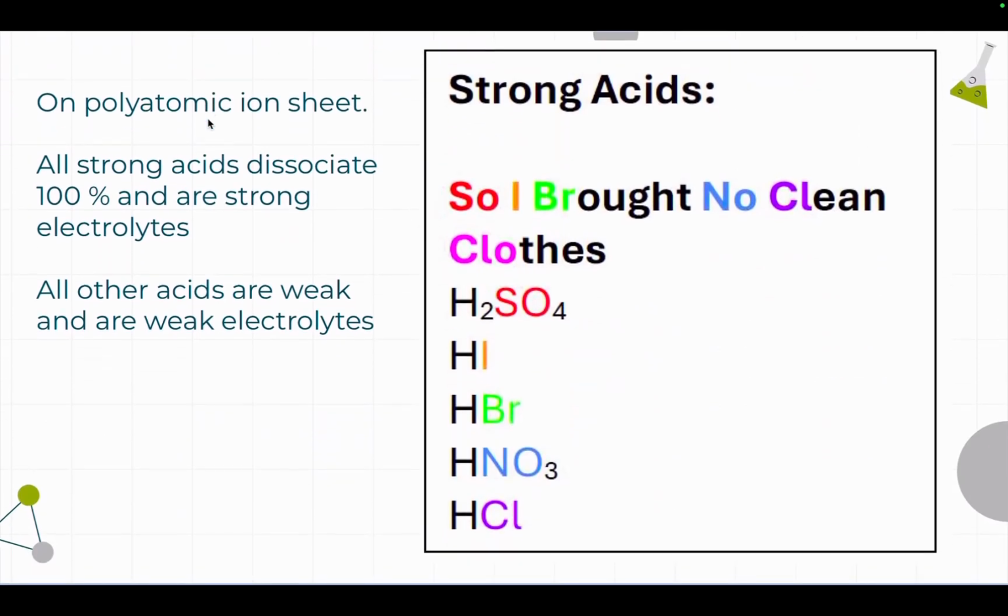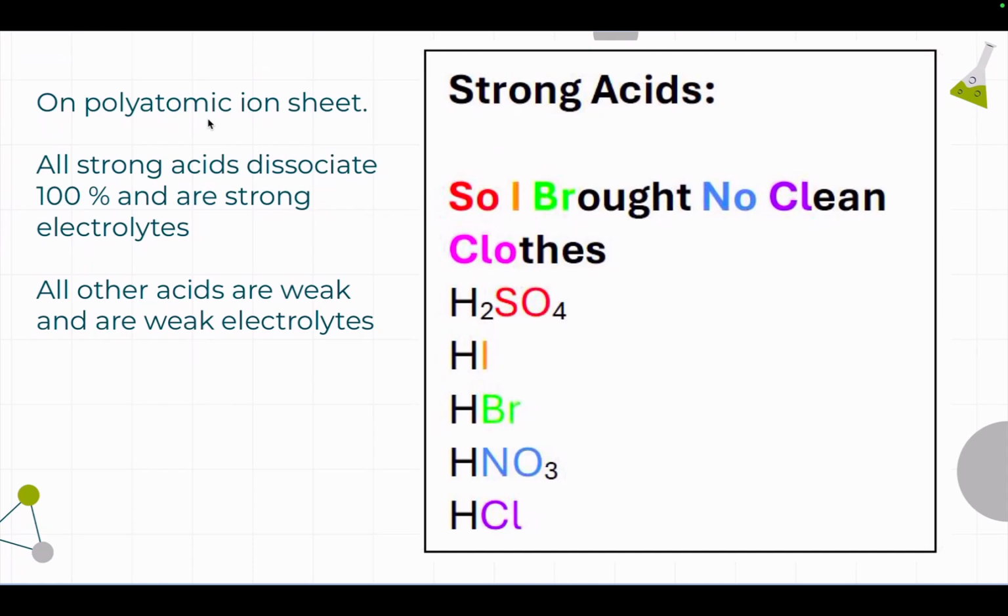Just to reference your polyatomic ion sheet, we'll talk about this more when we get to the acid-base unit, but for now, there are still some questions where I will ask you if it's a strong electrolyte or not. In AP chemistry, there are 5 strong acids that all dissociate 100%. So all of these are going to be strong electrolytes.